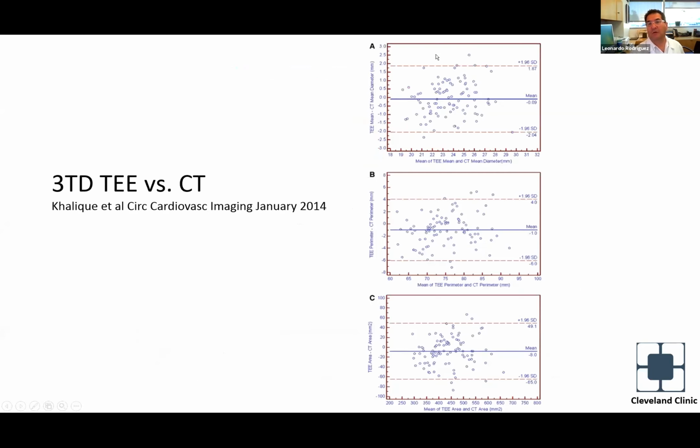Este es otro trabajo, ven ustedes el mensaje siendo el mismo, aunque el sesgo puede ser que sea poco, la dispersión de los datos es demasiado amplia para permitir utilizar esta técnica como el gold estándar. Y fíjense ustedes en este caso utilizando eco tridimensional.